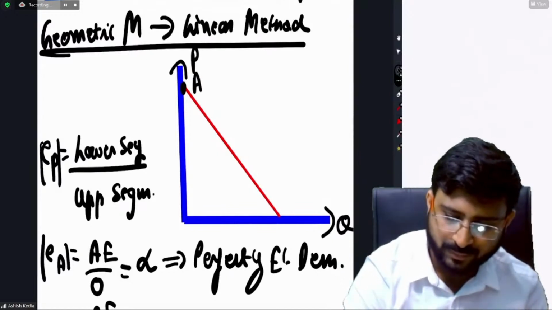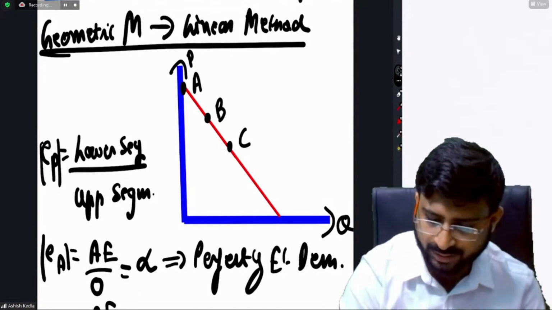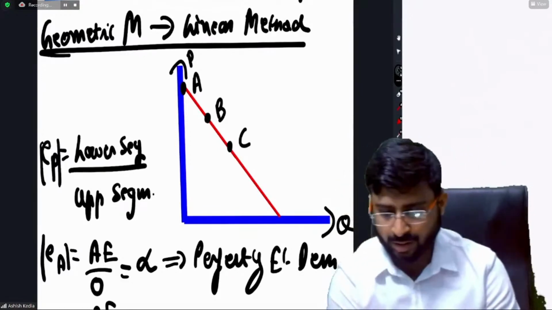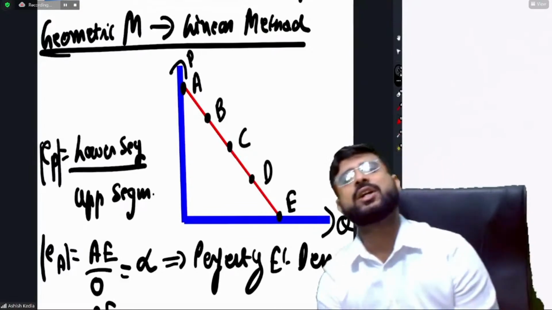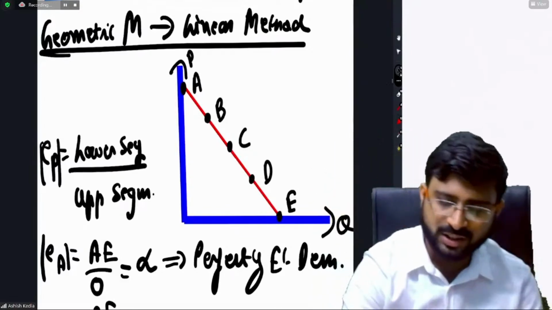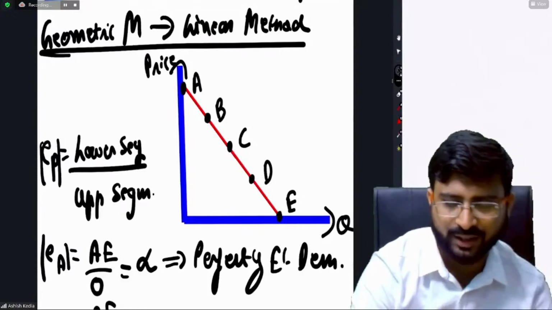A, B, C, D, E. There are 5 points. Can you see it, everyone? This is the price axis. This is the quantity axis.